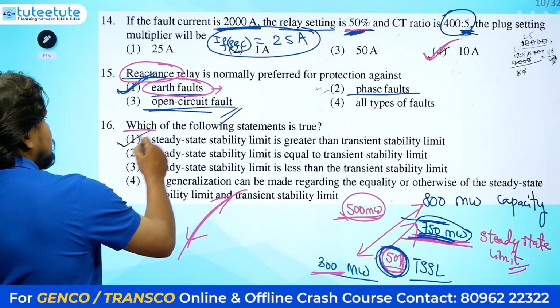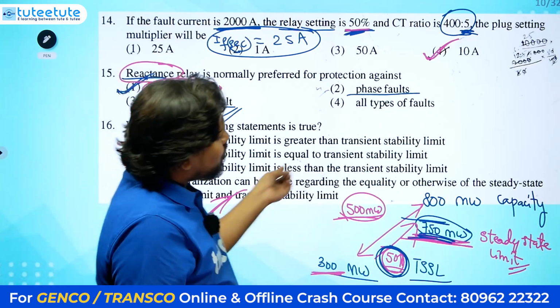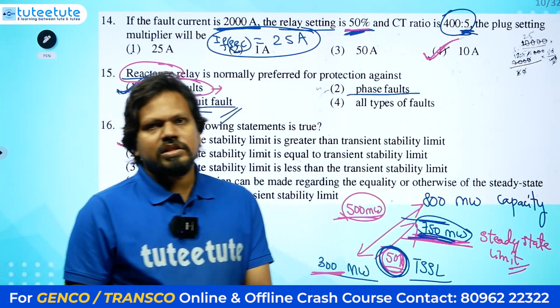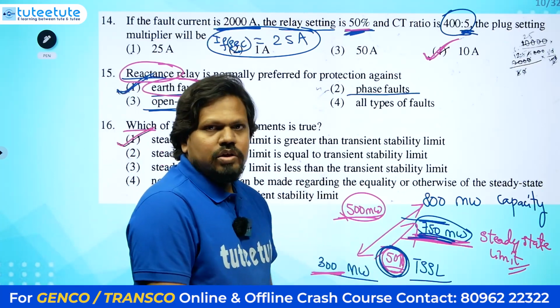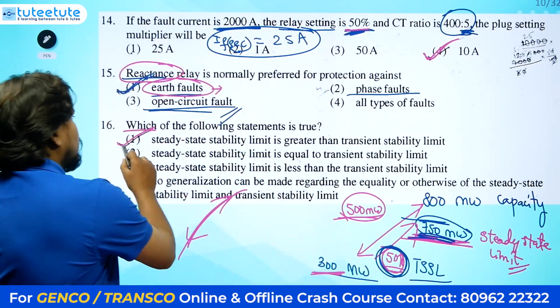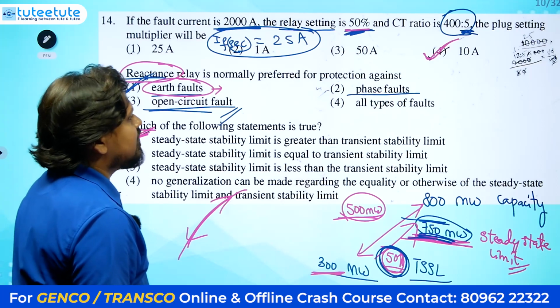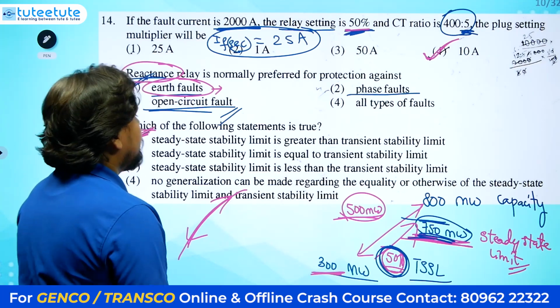Okay, so that's the answer for us, and there's no need for all this analysis. If you are understanding it for the first time, then you need this analysis, otherwise no need. So, steady state stability limit is greater than transient stability limit.